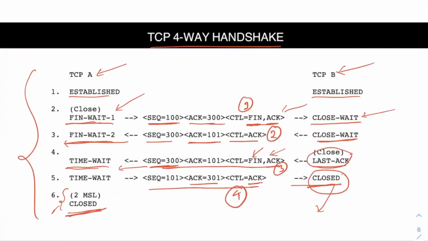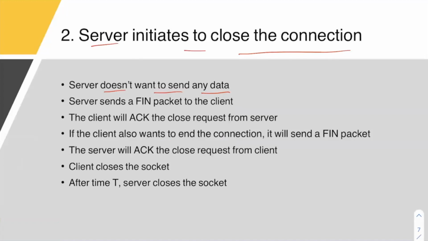Now, the server will first send the FIN packet. So you can see here, the server will first send a FIN packet to the client. Now, the client will acknowledge the close request from the server. If the client also wants to end the connection, it will also send the FIN packet. The server will acknowledge the close request from the client. Now, first the client will close the connection. The server will wait for some time t, then it will close the connection.